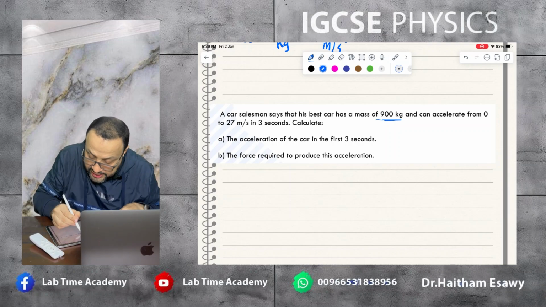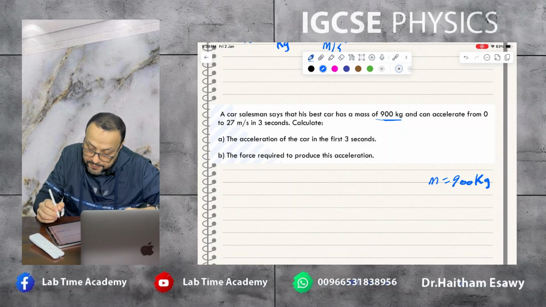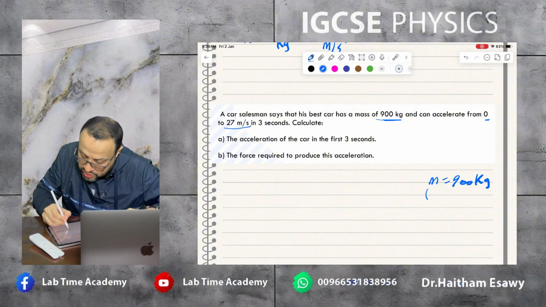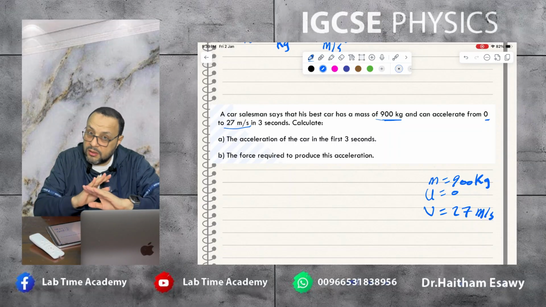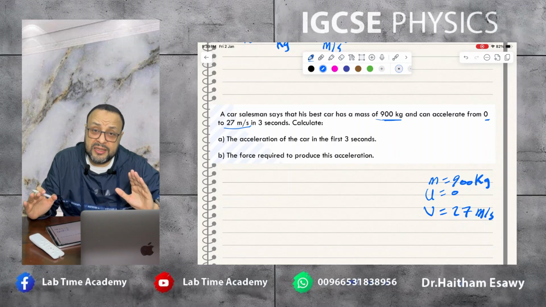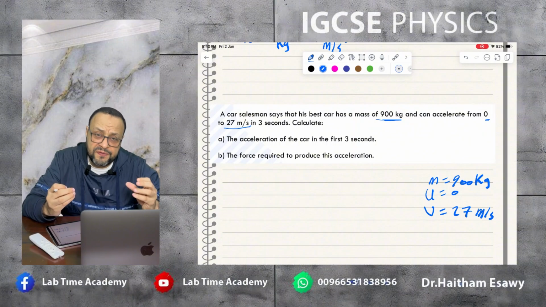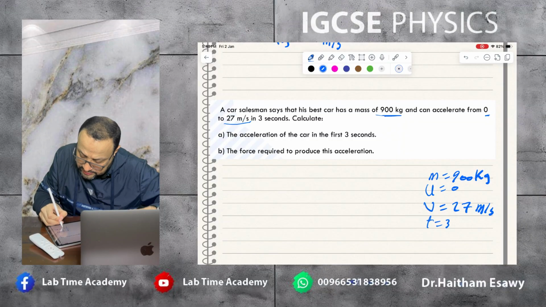So here we have 900 kilograms. So this will be m equals 900 kg. Okay. And he said accelerate from 0 to 27 meters per second. So here you have u, which is 0, and v, which is 27 meters per second. Take care, there is no s for speed. No, it's not allowed in the updated syllabus. Only u and v. u is the initial speed, and v is the final speed. And then we have time equals 3 seconds.